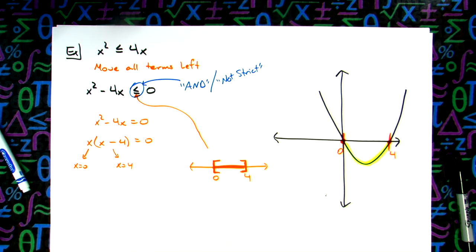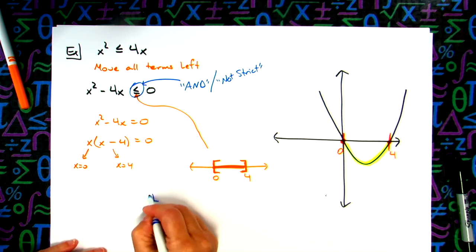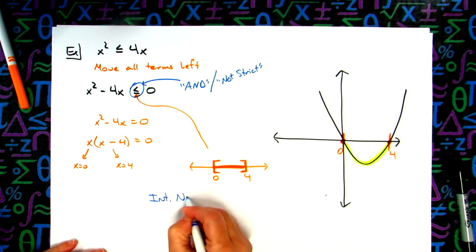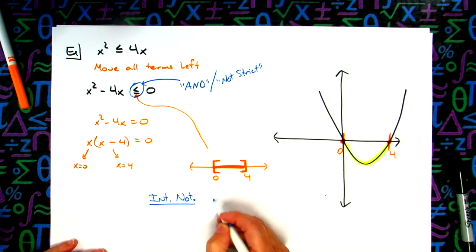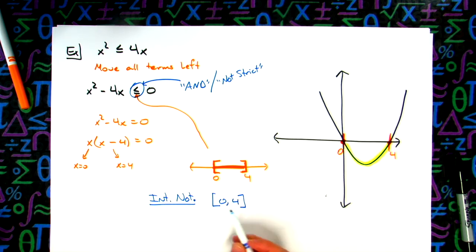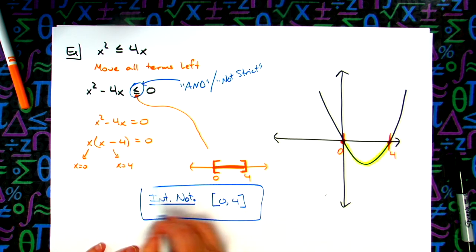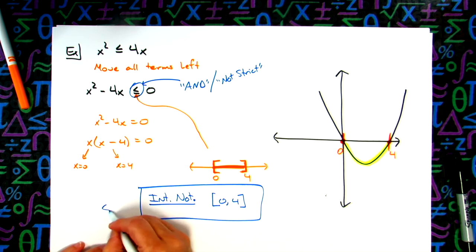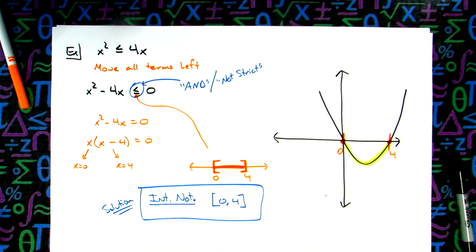If you can do the number line, then you can do the interval notation as well. I'll put it in a different color, because whatever your number line looks like should correspond to your interval notation. So square bracket, 0 to 4, square bracket. This right here is the solution, because I don't have just one number that fits. I have sections of the graph that are my answer.